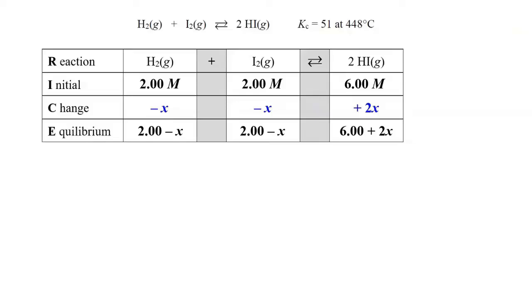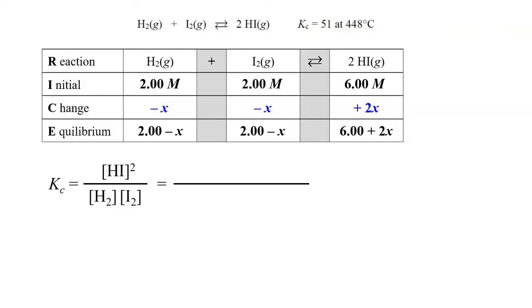So the next step in the process is that now that the equilibrium row of the RICE table has been filled in with numbers in terms of X, we can plug those expressions into the equilibrium constant expression and then eventually solve for X. On the top, it's going to be 6 plus 2X quantity squared, and on the bottom, it's going to be 2 minus X times 2 minus X. We set this equal to Kc, which is 51.